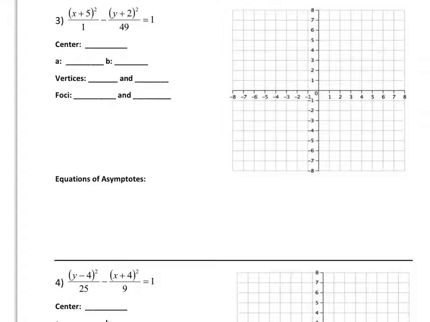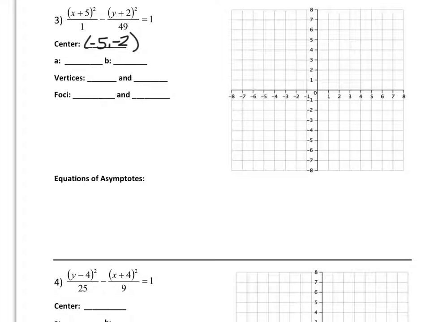Okay, first things first, we're going to analyze the center. Okay, so my center is negative 5, negative 2. Okay, now it's not written, but since the x comes first in the equation, right, since x is coming first, we know that this is going to be a horizontal hyperbola. So let's write that down.